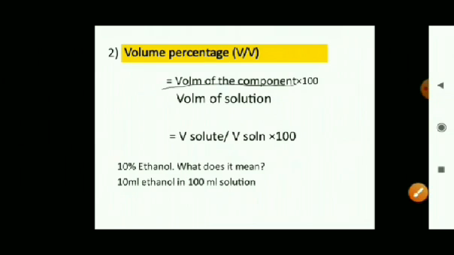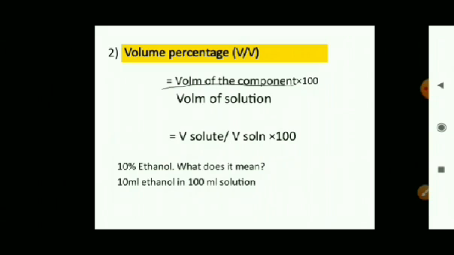Then the second term is volume percentage. Volume percentage, so here we are taking volume, so it is V by V. In the first term it was mass percentage. Mass means we are taking the weight of any substance or solution, right? So it is W by W. Now here we are doing volume percentage, so V by V.